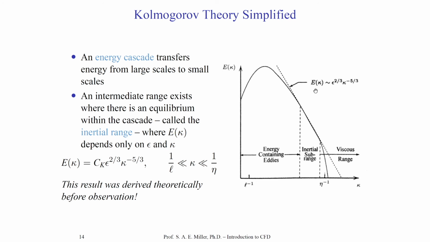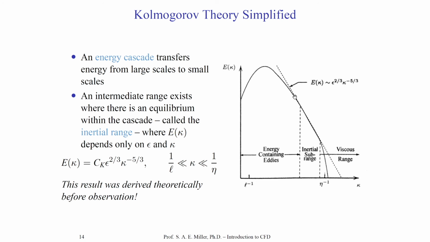This particular line has the form, which was found analytically by Andrei Kolmogorov, as the dissipation to the 2/3 times the wave number to the -5/3. This derivation, of course, is shown in his original paper. But it's a universal law. It's analytical and statistical turbulence.